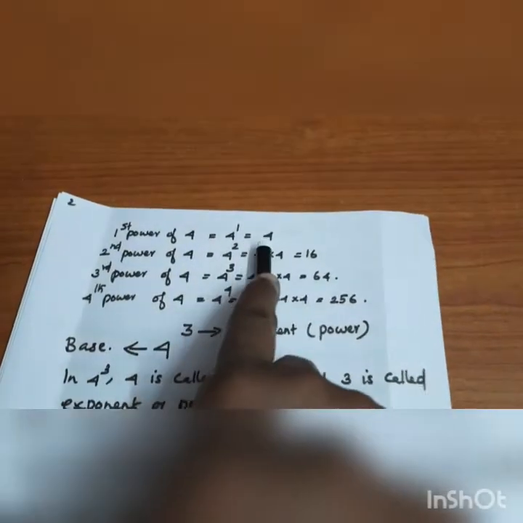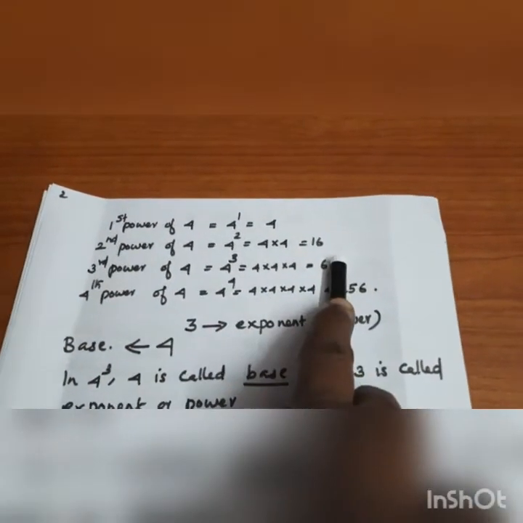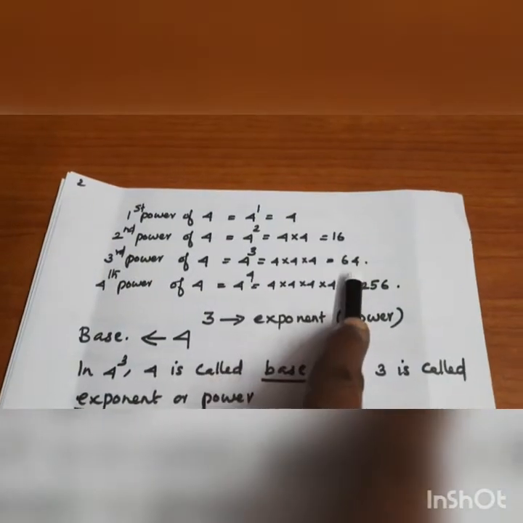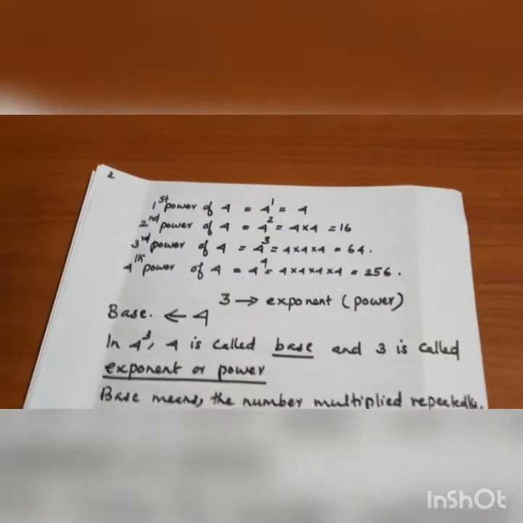First power of 4 is 4. Second power, 4 into 4, that is 16. Third power, 4 into 4 into 4, 64. Fourth power, 4 into 4 into 4 into 4, 256.